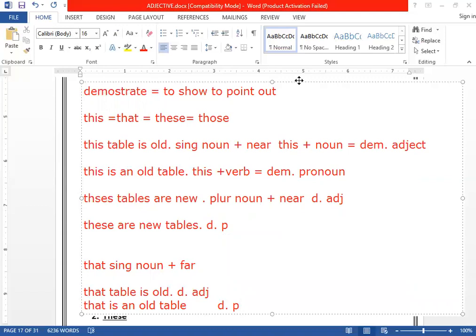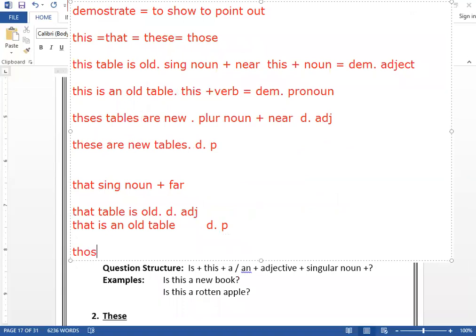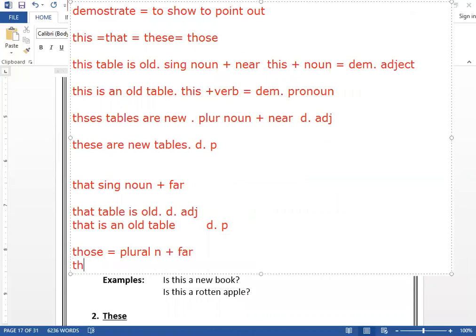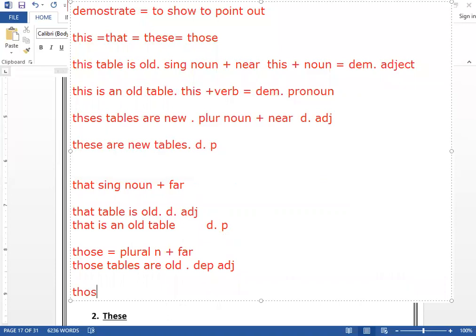In case we use a plural noun that is far, then we use those. Those is for plural. Those tables are old. Here, a noun is used after those, so it is a demonstrative adjective. But if I say, those are old tables, a verb is used after those, so it is a demonstrative pronoun. So we call them demonstrative adjectives.